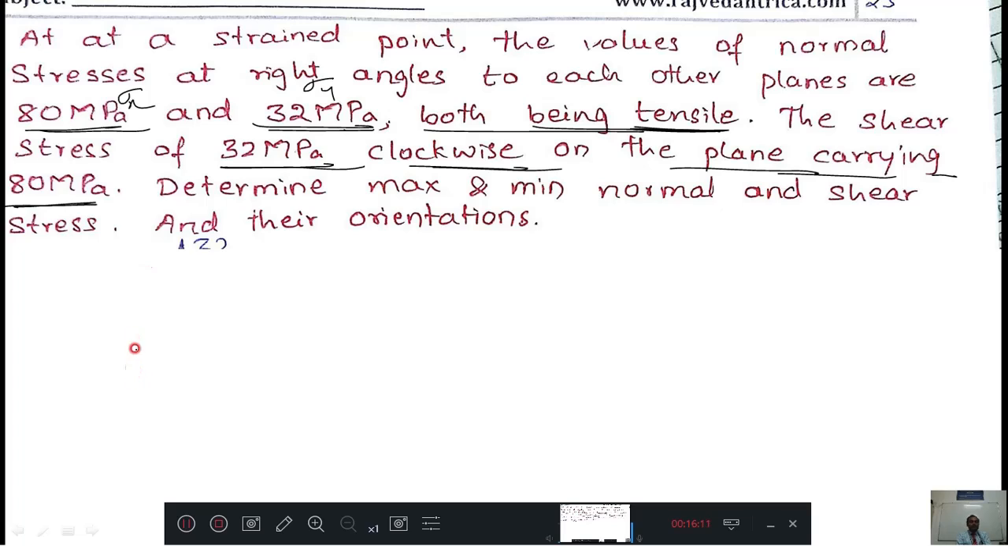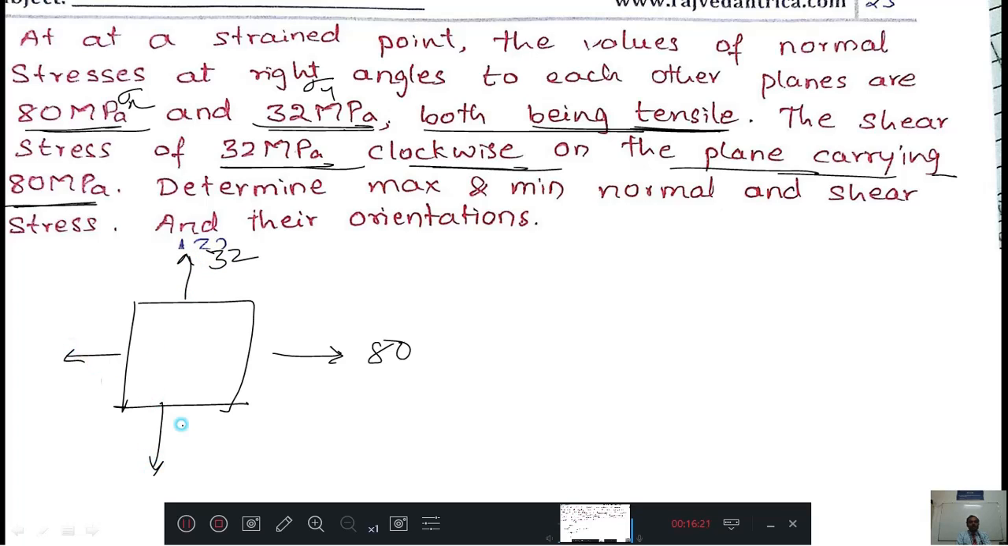Okay. First we'll understand the problem. In this problem, this is 80. Understood? Because both are tension, 80 and 32, both are tension and normal stresses, sigma x should be more than sigma y. This I got. But look at here. The shear stress 32 MPa clockwise on the plane carrying 80 MPa.